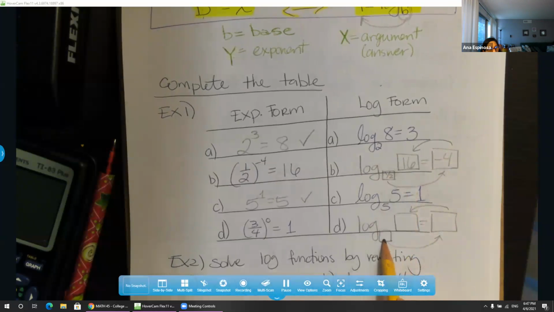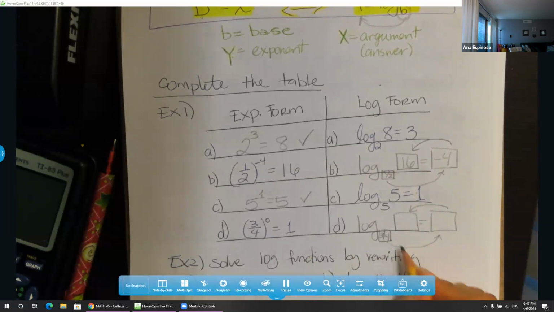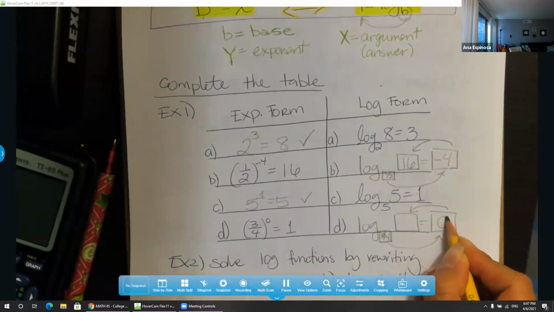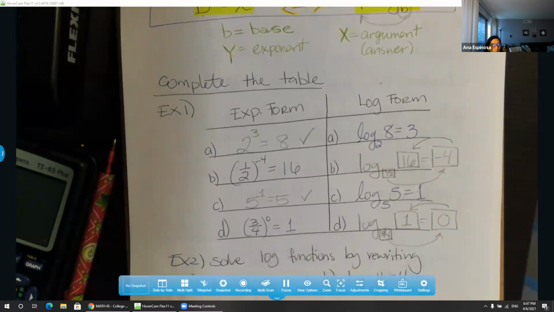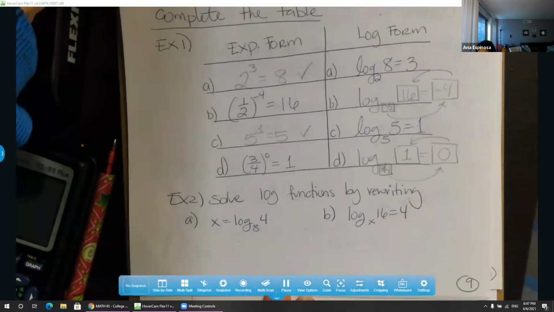Let's try it again. The base goes down here. So the base is 3/4. I raise it to the 0 power, which is here. And the answer is 1. And that's how this would be set up. That's the easiest way to do it.